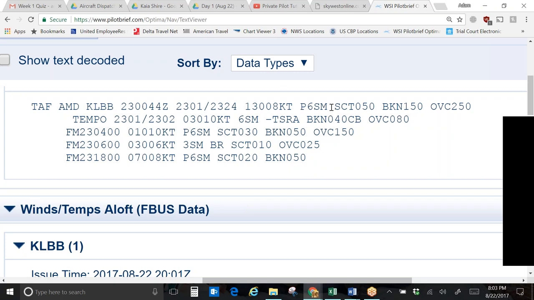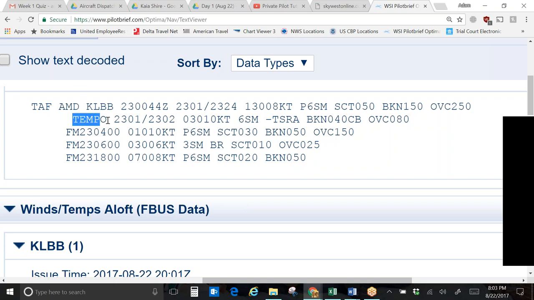So that just means greater than 6 statute miles. But that's the best visibility you'll get in a TAF. You'll never see 10 miles. You'll never see 7, 8, 9. You'll see 6 or lower. Then scattered, 5,000. Broken, 15,000. Overcast, 25,000. That's basically the first line.